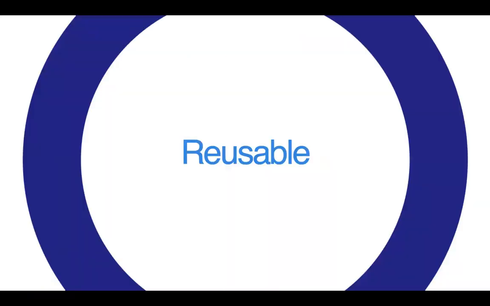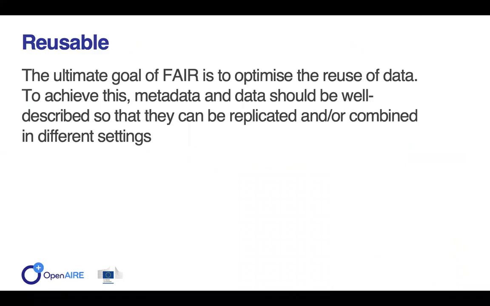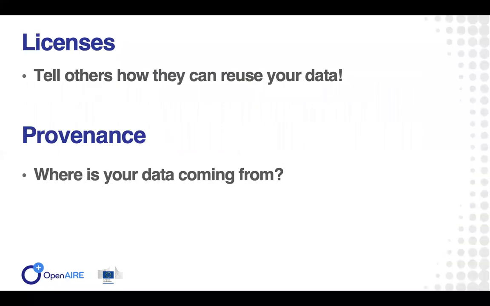Reusability. As we have seen, this is the ultimate goal of FAIR. So optimize the reuse of data. To achieve this, metadata and data should be well described so that they can be replicated and or combined in different settings. In order to be reusable, you should specify a license. So you should tell others how they can reuse your data. And you should specify the provenance. So where is your data coming from?